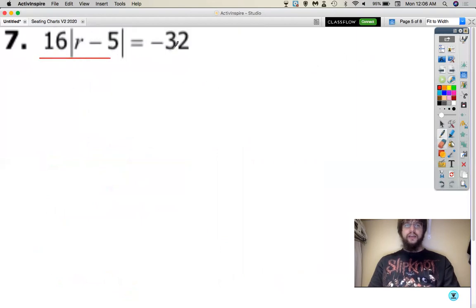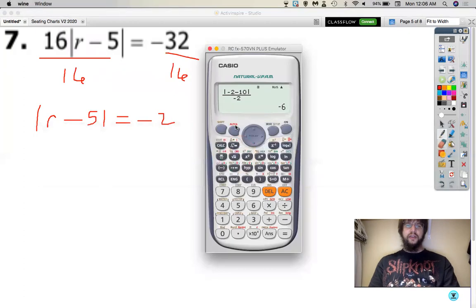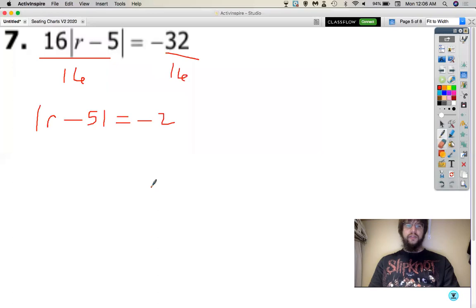Okay, to isolate it, I need to divide by 16. Divide by 16. I get absolute value of r minus 5 equals -2. Let's check. -32 over 16. Yep, that's -2. Okay, so I've got my absolute value isolated.